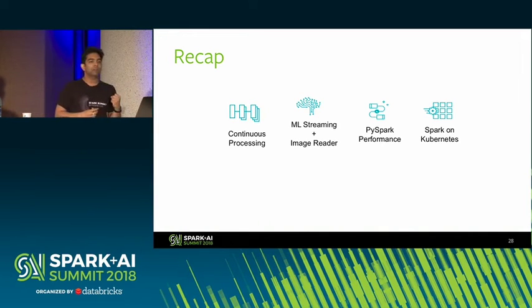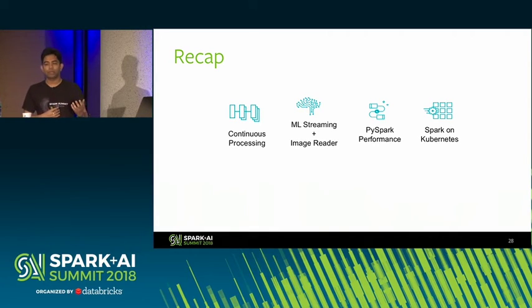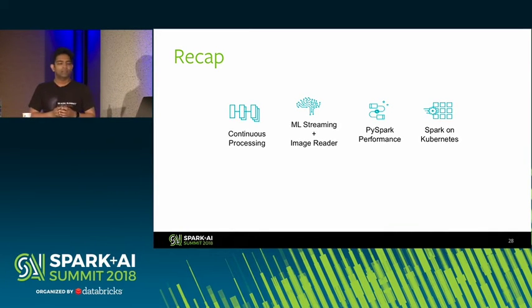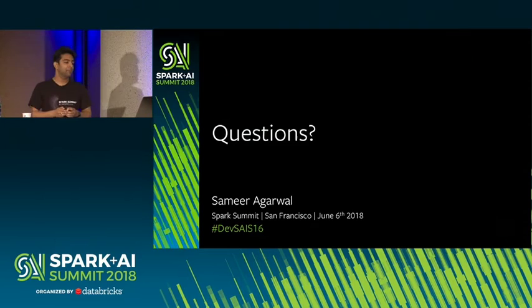On PySpark performance, we talked about vectorized UDFs. Essentially, they are of 2 types: we have the scalar UDFs, and then we have the group map UDFs. They are around 3 to 100 times faster than their row-at-a-time counterparts. And then finally, we talked about Spark on Kubernetes support, which is essentially this new scheduler backend that allows you to run Spark natively on Kubernetes. So with that, I conclude my talk, and I'll be very happy to answer any questions.